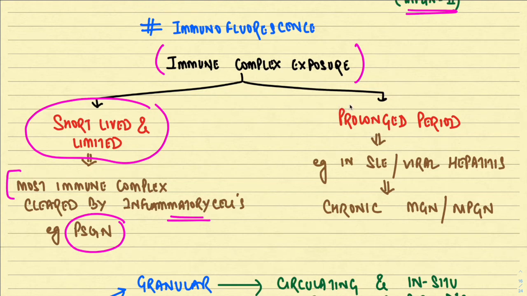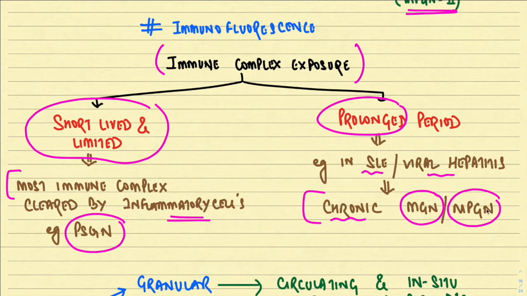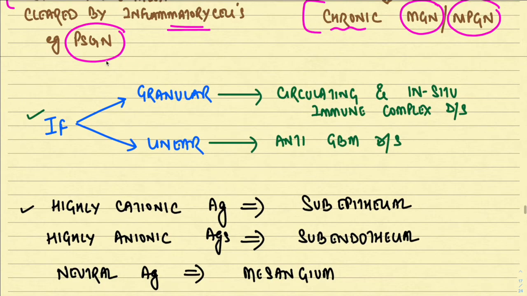Now if the exposure to the immune complexes is for a prolonged period of time, for example as in systemic lupus erythematosus or in case of viral hepatitis, where the immune complexes remain in the circulation for a very long period of time, you will see deposition over a long period, and it results in chronic membranous glomerulonephritis or membranoproliferative glomerulonephritis. Very important.